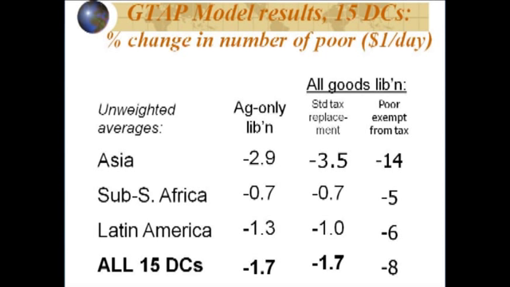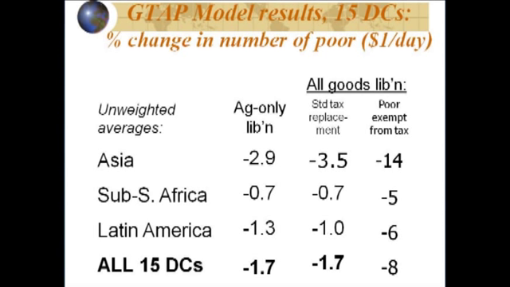And the second column is the standard tax replacement results. And the third column is the all goods liberalisation, but with the poor being exempt from the income tax that would be imposed to raise revenue for replacing the trade taxes that were lost. And what you can see by comparing columns 2 and 3 is that it makes a very big difference how you assume that revenue is going to be replaced.